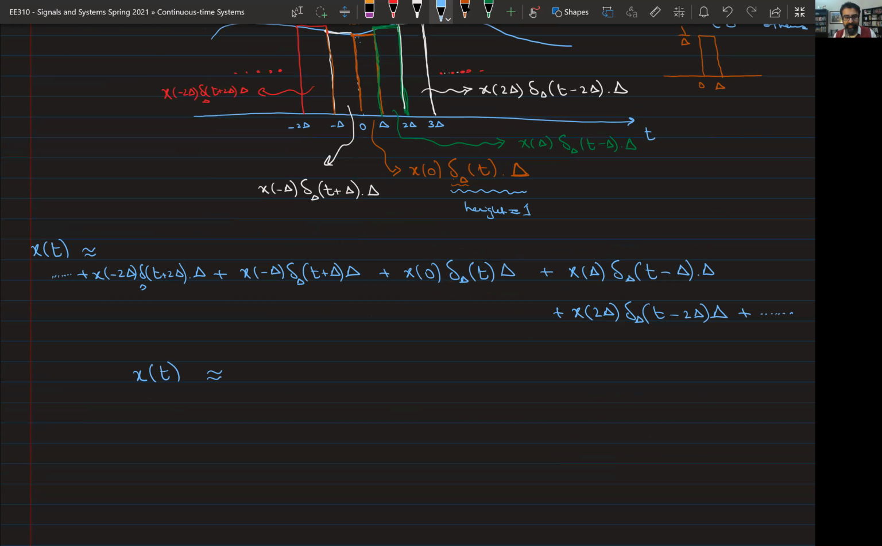Talha says integration. Because I'm working with the approximation so far, I would rather use a summation here, and then take the limit, and then it will become an integration. So mathematically, I can say this is equal to the summation over k going from minus infinity to plus infinity of x of k delta times delta t minus k delta times capital delta, right?